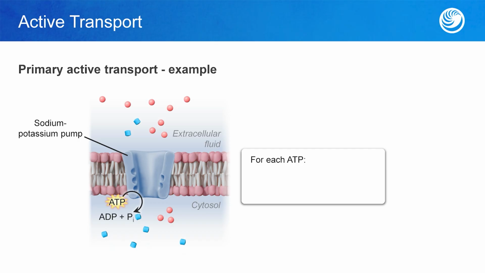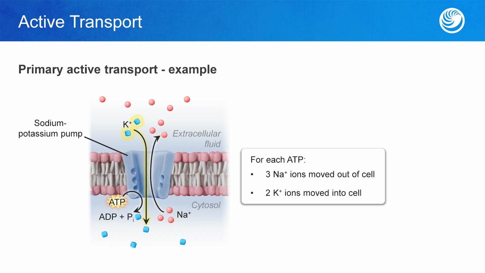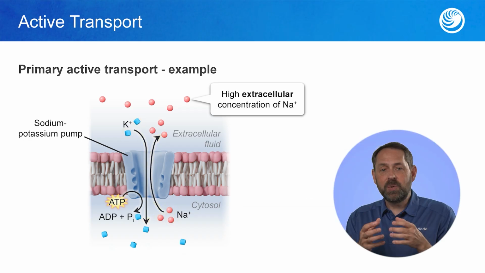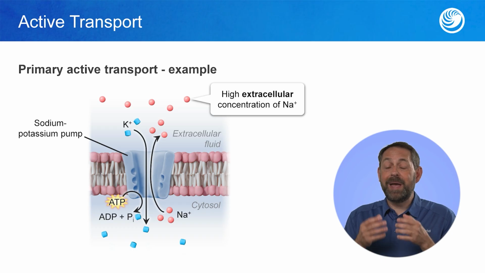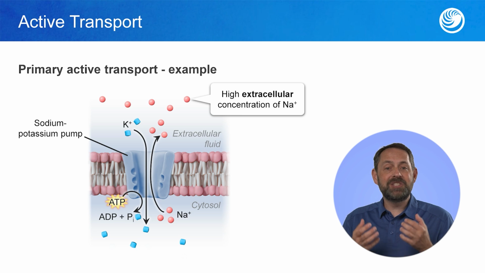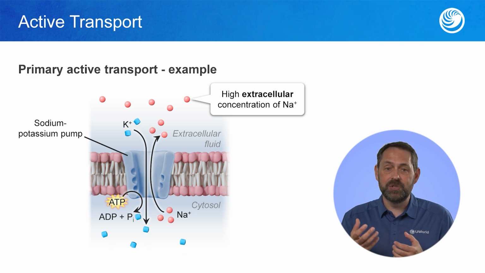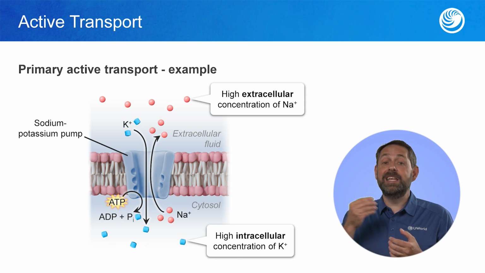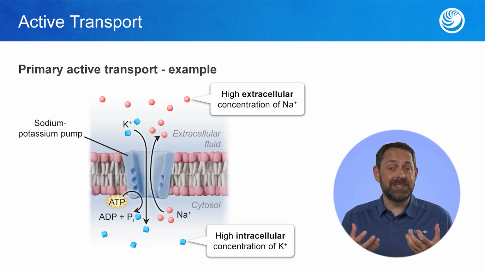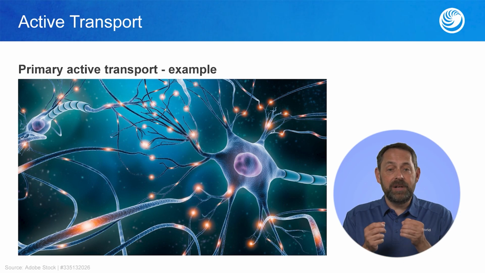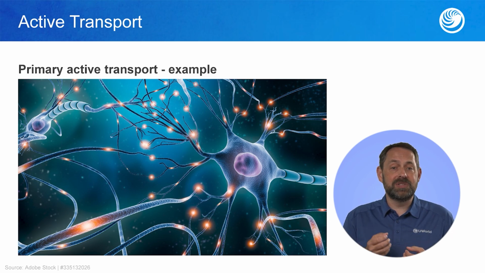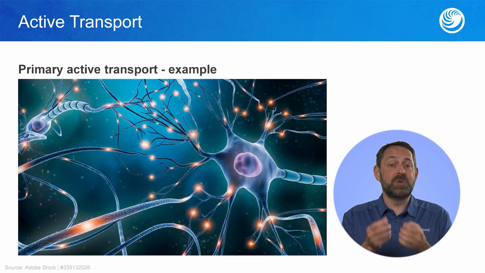For each ATP that is hydrolyzed, the sodium-potassium pump moves 3 sodium ions out of the cell and moves 2 potassium ions into the cell. The sodium-potassium pump moves sodium and potassium against each ion's concentration gradient, maintaining a high extracellular concentration of sodium and a high intracellular concentration of potassium. These gradients are vital for many cellular functions, including generating the electrical signals used in nerve impulse transmission.